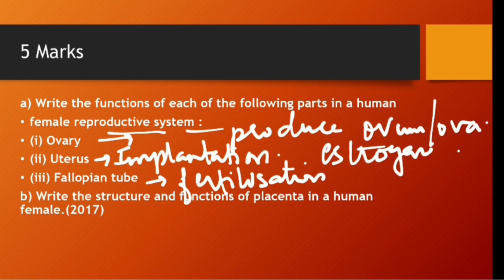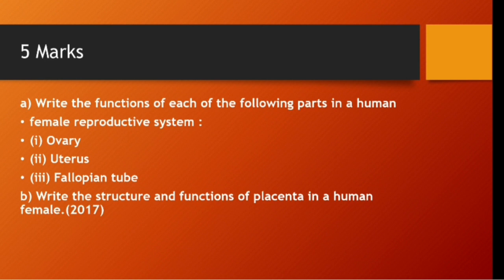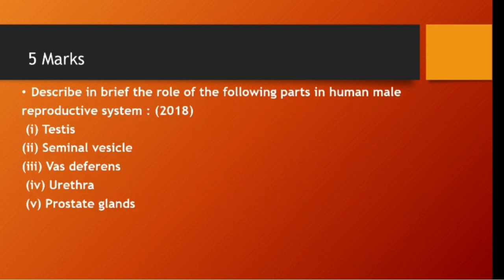Next, write the structure and function of the placenta in a human female. As you all know, the placenta is a nutritive, disc-like tissue which is formed during the pregnancy period. What is its function? It performs the functions of respiration and excretion, and it provides antibodies to the fetus. The structure I've already explained in my video. You can just go and watch it there. Alright. Now moving on to the next 5-mark question.